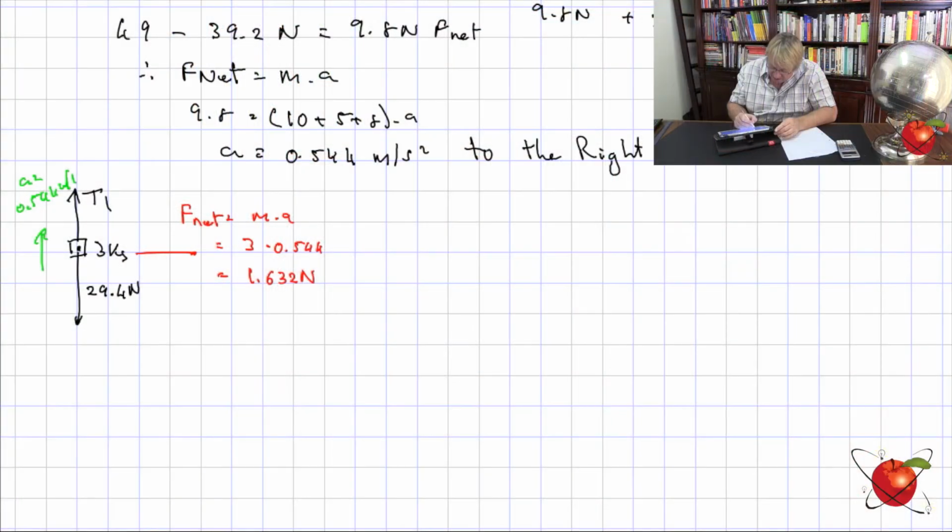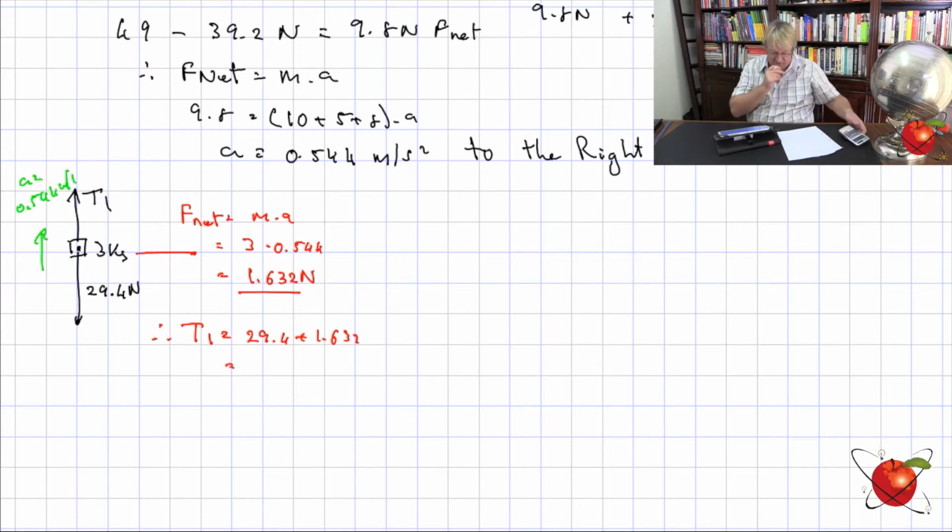Now, the question we ask ourselves is, is T1 bigger than 29.4 or smaller? Well, if it's going up, it must be bigger because it's experiencing a force upwards, isn't it, to move it up. So if T1 is bigger, by how much? It's bigger by that much. So therefore, T1 is going to be equal to 29.4 plus 1.632, which is going to be equal to, I've written it down here, 31.03.